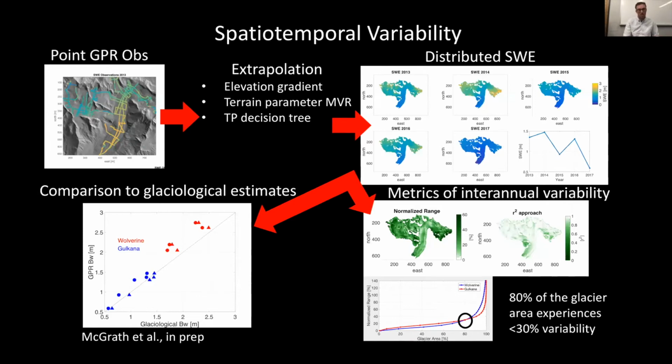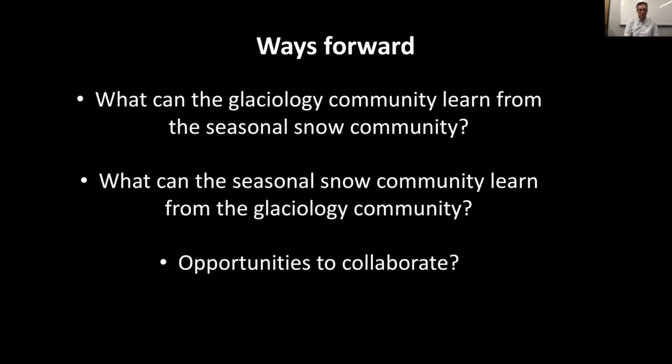But as I suggested on those earlier slides, we really do need to know what that spatial distribution looks like on the glacier if we're going to be able to meaningfully implement these distributed mass balance models. And so I just want to leave us with these 3 questions that we can come back to at the end. What can these communities learn from each other in how we're measuring snow and the importance of snow, and then also what opportunities are there for collaboration between these communities? Thanks.